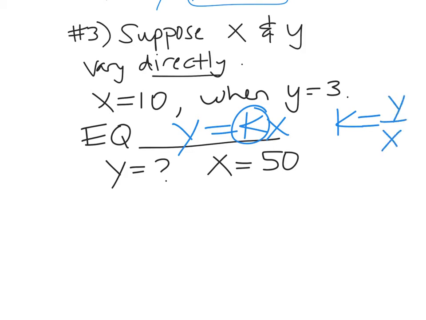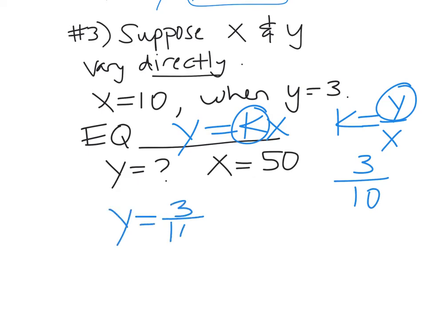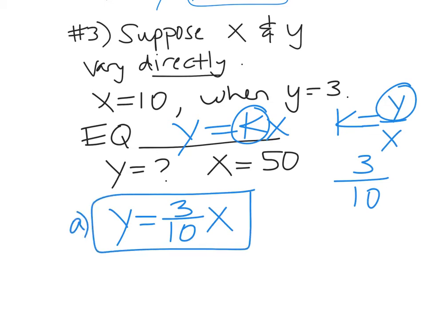For direct variation, it's proportions, just like you did yesterday on that worksheet. All of those direct variations were proportions, right? All the proportions were equal. So let's find a proportion for this one. Make sure it's always y over x. 3 over 10. So my equation is y equals 3/10 x. That's the answer to part A.